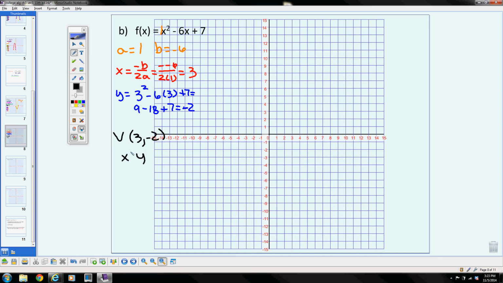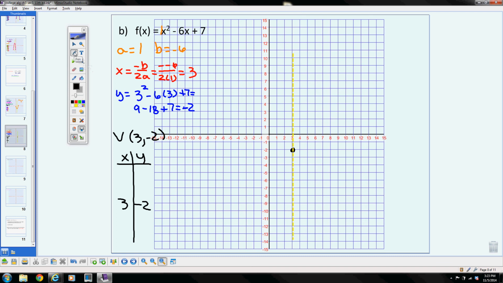I'm going to do an xy chart, and I'm going to put 3, negative 2 in the middle. I can come over here and graph my 3, negative 2, and I also know my axis of symmetry is going to go through x equals 3 because it's an x squared equation.